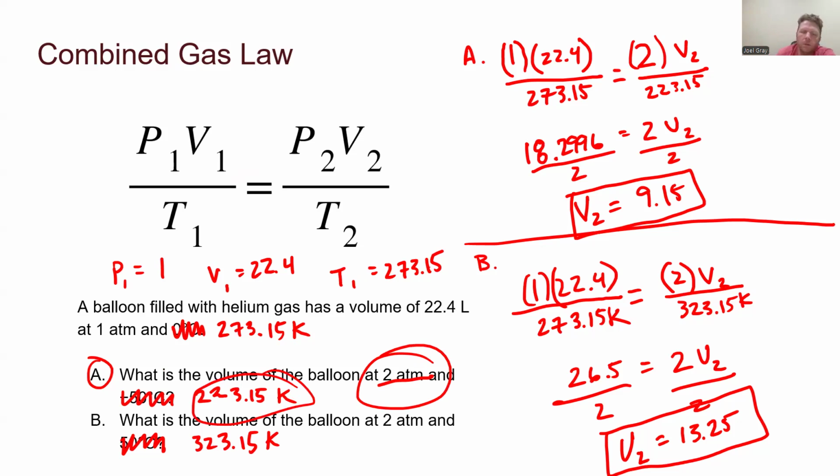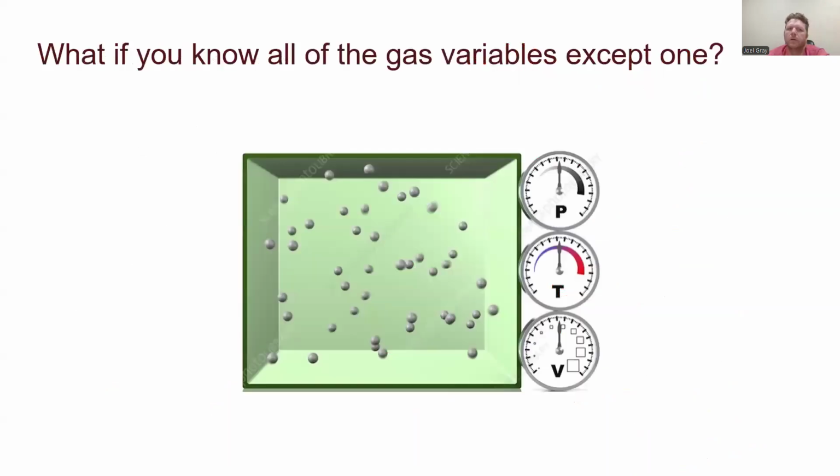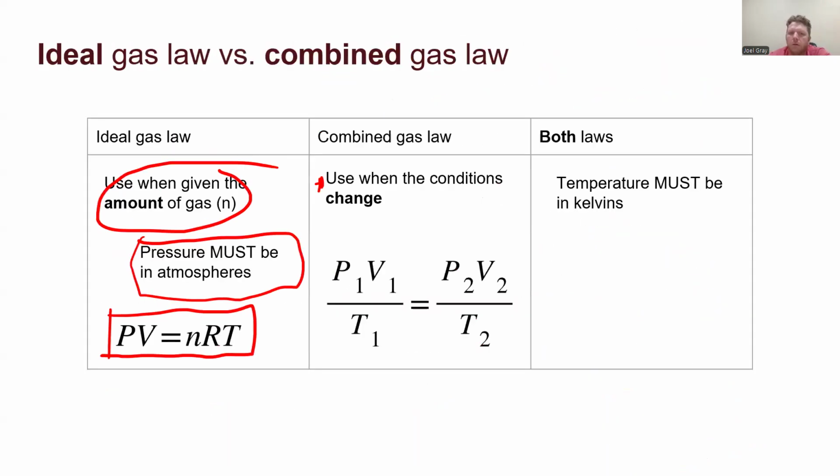Now, I think it's always kind of a clue that you're given a prompt that says your initial amount is this, your final amount is this, then you're going to be setting things equal to one another. So your combined gas law is where you're changing the conditions. Now, P1V1 over T1 equals P2V2 over T2.